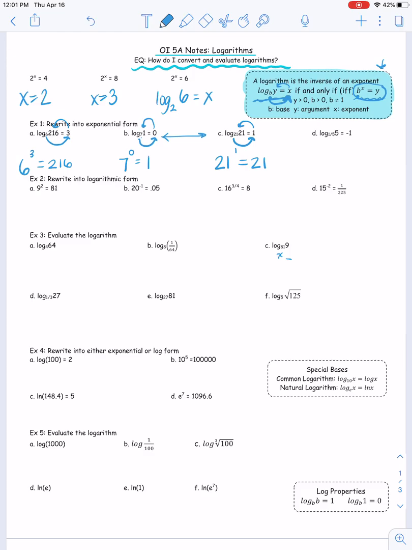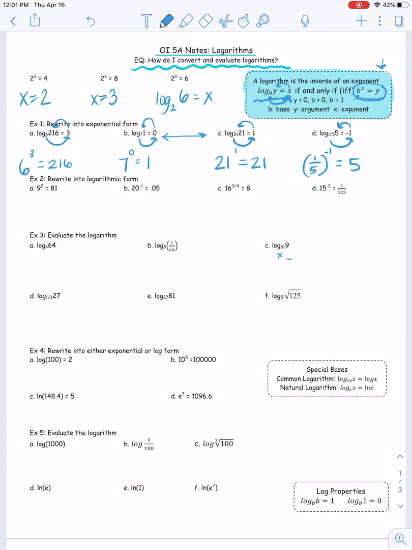And then the last one, again, just rewriting. Base raised to the exponent equals the argument. A base of 1/5 raised to the negative 1 power is equal to 5. Remember, when we have a negative exponent, we have to reciprocate what our base is. So if we reciprocate 1/5, we get 5. So these are all true statements. It should start making sense to you.